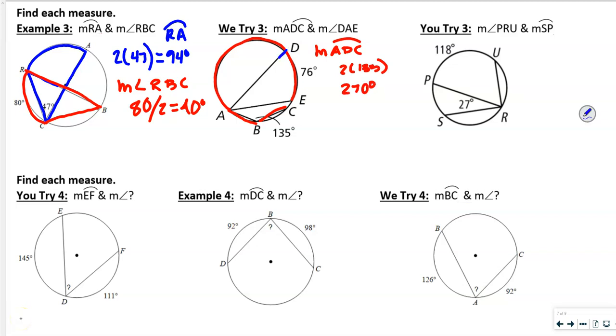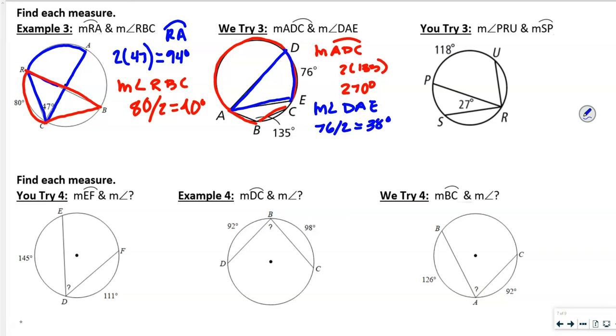So the next one says find the measure of angle DAC. And again, we have this arc right here, 76, right? So finding the measure of angle DAE, we're going to take the 76 and divide it by 2. And when I take 76 and divide it by 2, this is equal to 38 degrees. Okay, go ahead and try and come back to me when you're done.